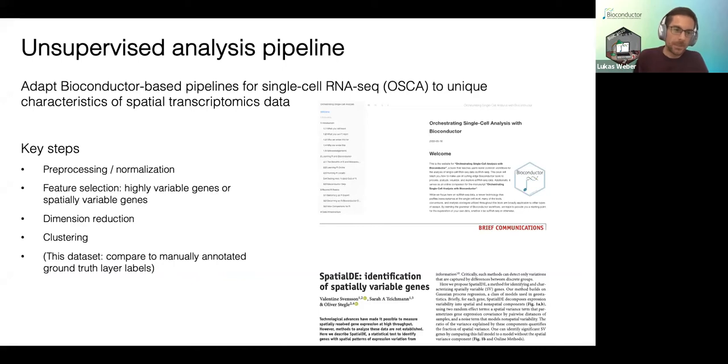We adapted especially in the feature selection part. So there are new methods available for testing for spatially variable genes instead of just variable genes. And also within the clustering, we added spatial coordinates as additional features for clustering to see if that could improve performance.